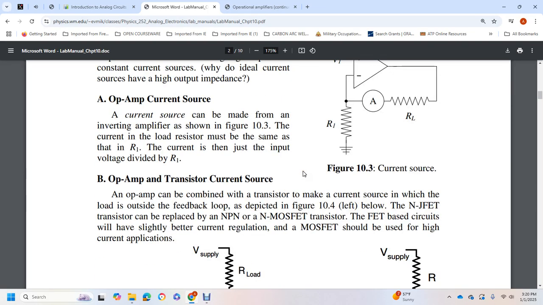Alright, op-amp transistor current source. An op-amp combined with a transistor makes a current source in which the load is outside of the feedback loop, as depicted below. A junction field effect transistor can be used with negative supply, or a metal oxide field effect transistor. A MOSFET-based circuit will have slightly better current regulation than a JFET, and should be preferred for high current applications.